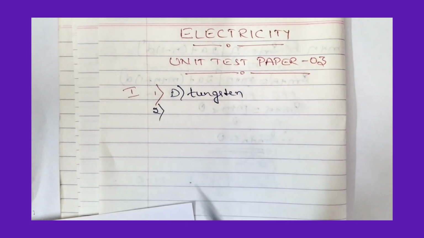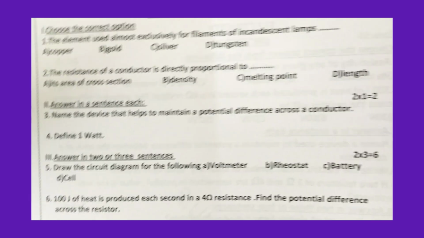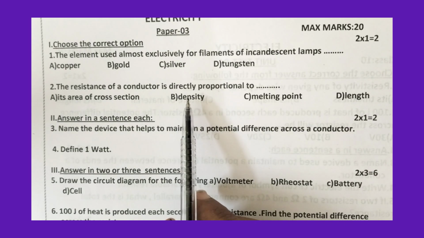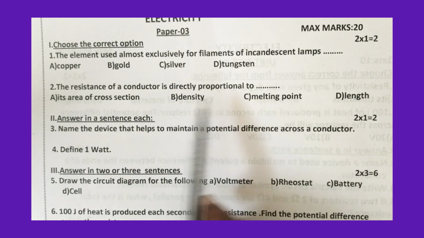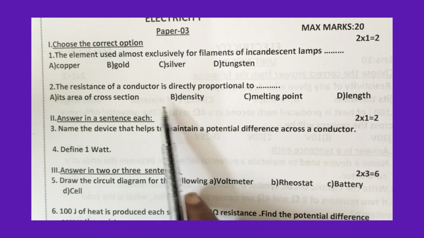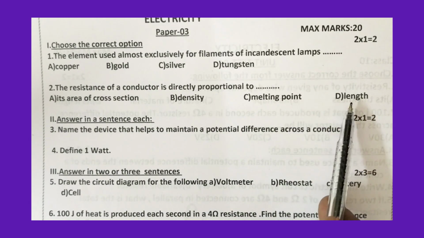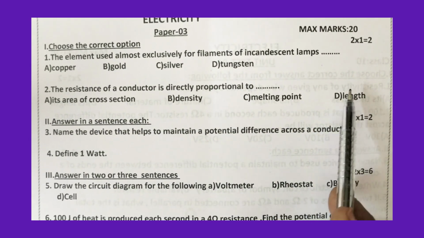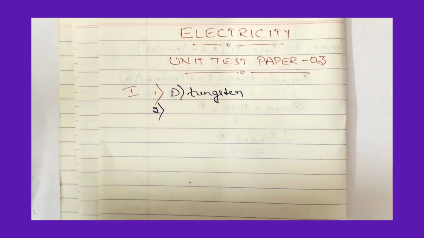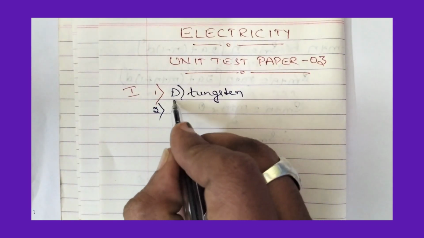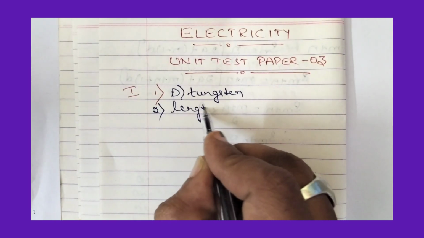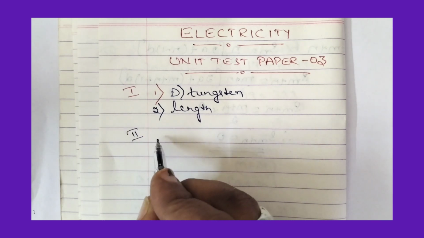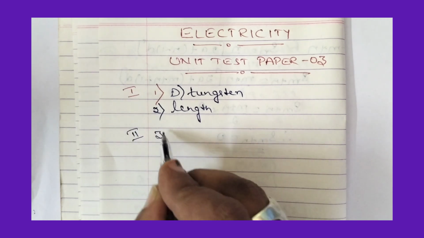Now let us move to question number 2. In question number 2 they have given: the resistance of a conductor is directly proportional to its area of cross section, density, melting point, length. Among these four options, the right option is option D, length. As the length of the conductor increases, resistance also increases. Therefore, the right option is option D, that is length.